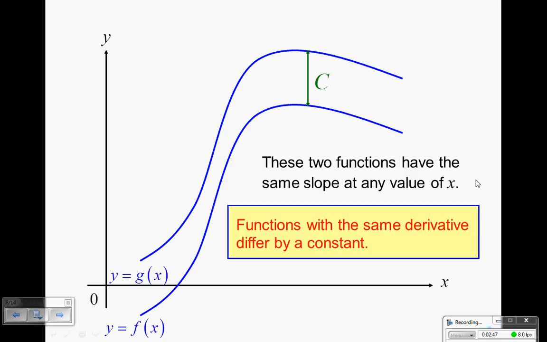So, for example, I'm going to be showing you some examples, by the way. If we were to take a look at two functions and say that these two functions have the same slope at any value of x. This program won't allow me to do it on PowerPoint, but if I took one of these curves, I could drag it and make it match up with the other one. So these are functions with the same derivative, but the functions just differ by a constant.